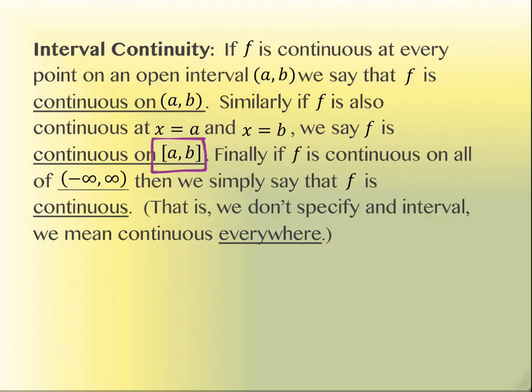Finally, if it's continuous on the interval negative infinity to infinity, that is at any value, like we did for polynomials or trig functions, sine and cosine, then we say that it's continuous, period. We don't actually specify. So if you hear something said to be continuous and it doesn't tell you where, they're telling you everywhere. When we say a function is continuous and we don't specify a specific location or an interval, we mean everywhere.